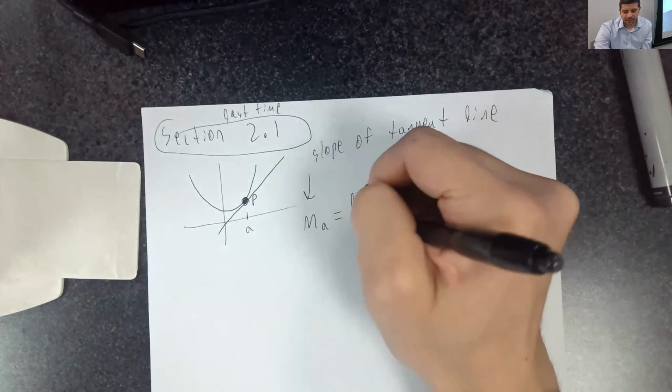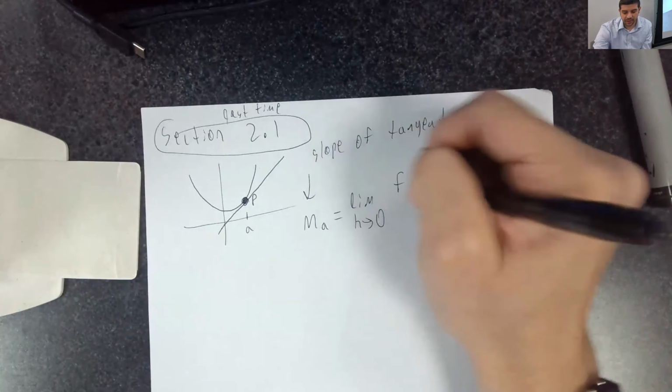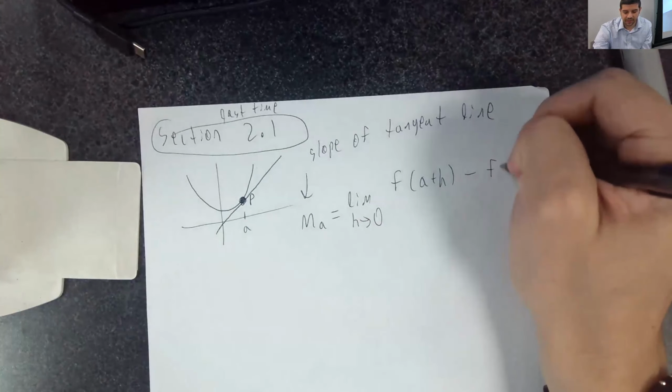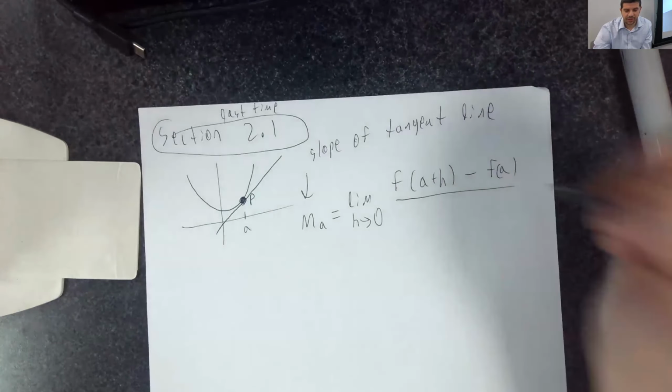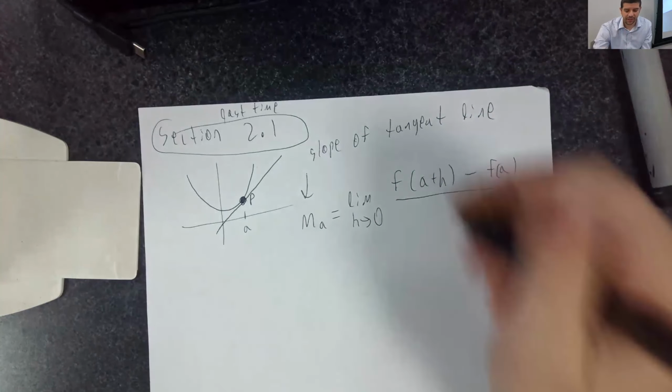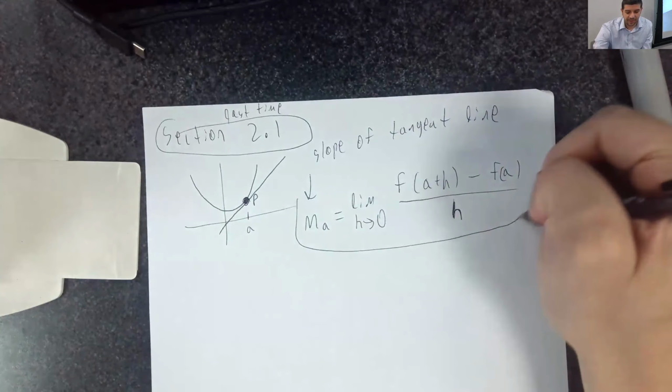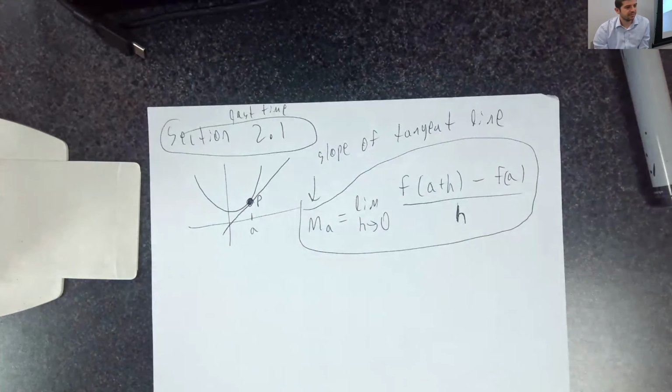Limit as h goes to 0, and it's rise over run. So it's the change in y, f of a plus h minus f of a, divided by the change in x, right? And then x changes by h. Okay, that's the slope of the tangent line.